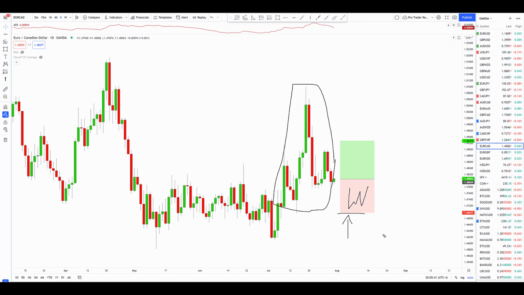Now let's move on to the indicator we're going to use second most often, which is a moving average.